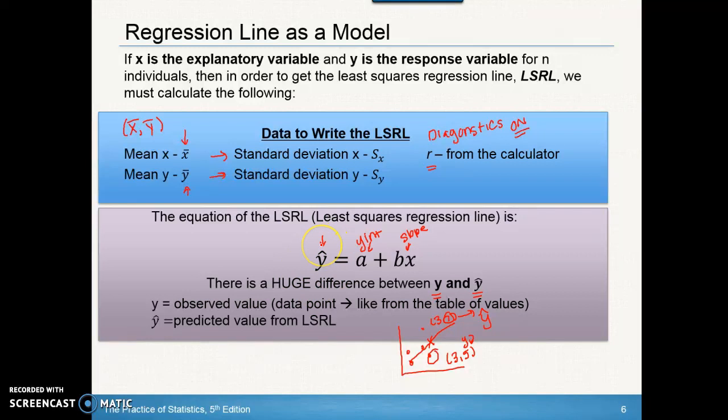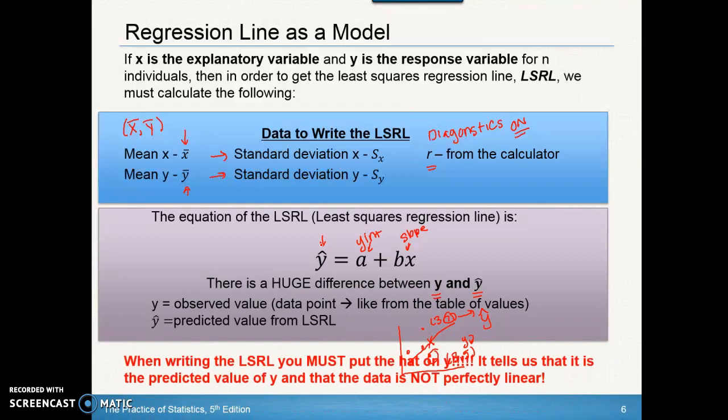You have to put that Y hat on top to show that it's not one of the data points I collected. It is predicted from the regression line, or the regression model, that I've gotten from my graphing calculator. So when writing the least squares regression line, you must put the hat on Y. It tells us that it's the predicted value of Y and that the data is not perfectly linear. If you just have Y equals mx plus b, that is telling us that all the data points are perfectly linear. I don't have any data points that were off of the line. So that Y hat tells us I had a scatter plot and I need to make sure that I'm predicting my data.